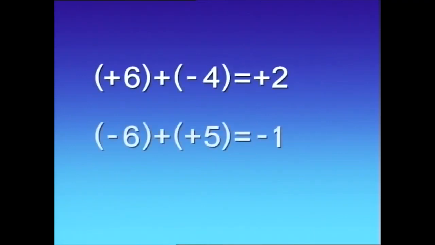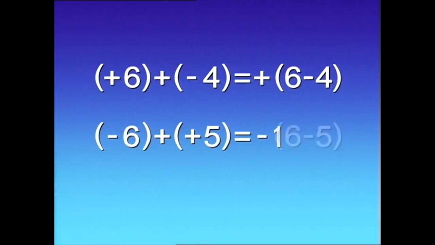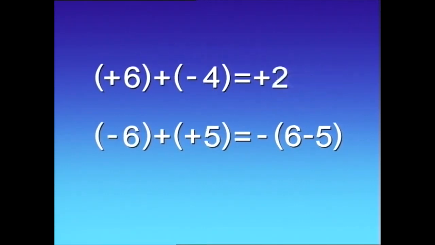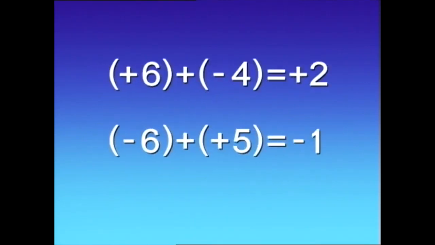In the last two examples, 2 equals 6 minus 4, and 1 equals 6 minus 5. That means when a positive number and a negative number are added together, we calculate the difference of their digits first. When the sign of the greater number is positive, we put a positive sign in front of the result. When the sign of the greater number is negative, we put a negative sign in front. Then we have the answer.